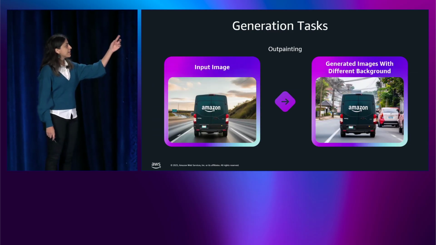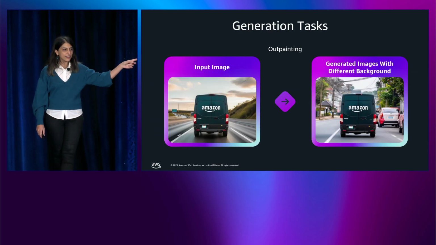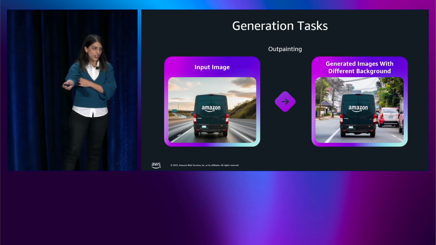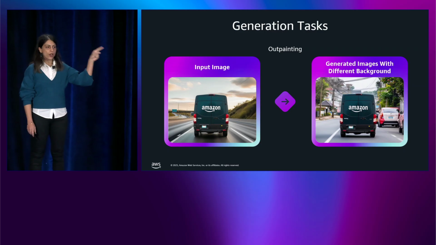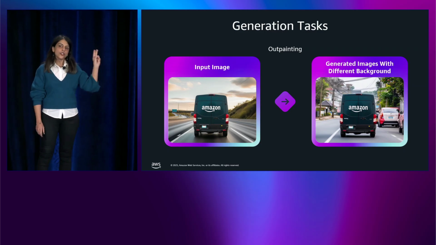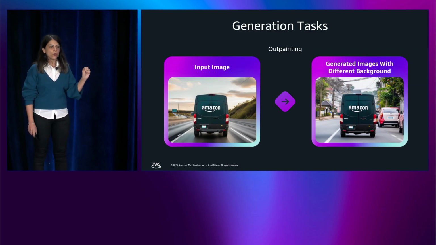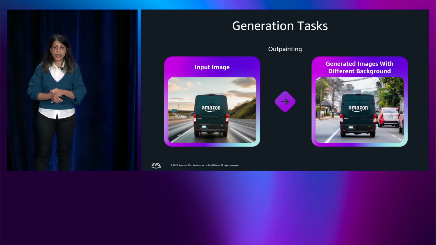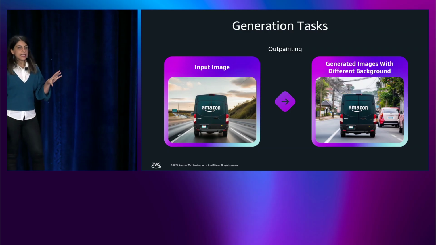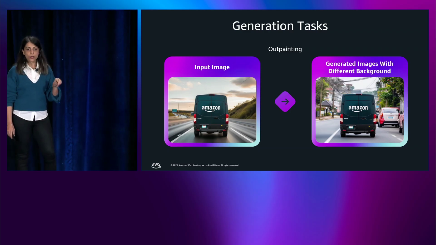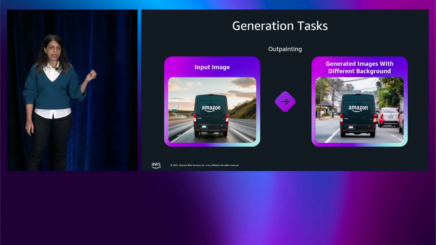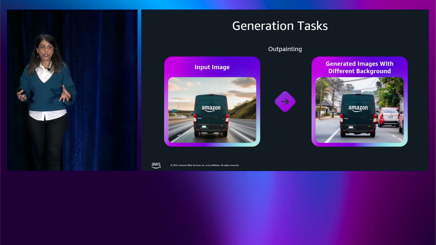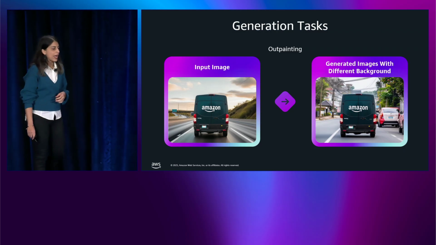As you can see here, the Amazon van is kept intact. The surrounding has changed. How does outpainting work? Well, you have a reference image, you have a prompt similar to in-painting. Usually both in-painting and outpainting work with a mask image. That mask in the image indicates to the image generation model where the generation will happen and where the generation will not happen. And that gives you control over where the generation will happen.